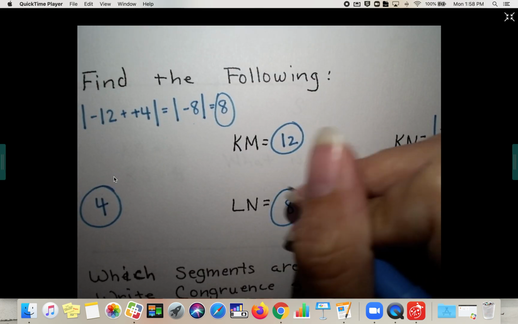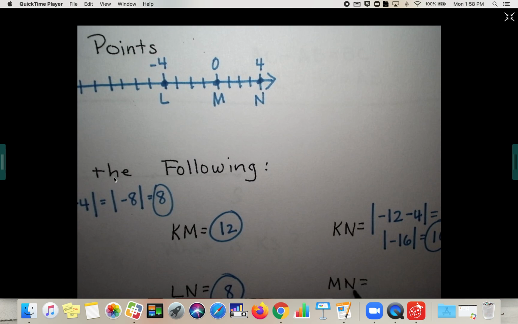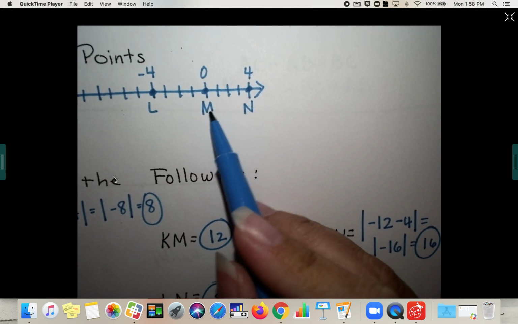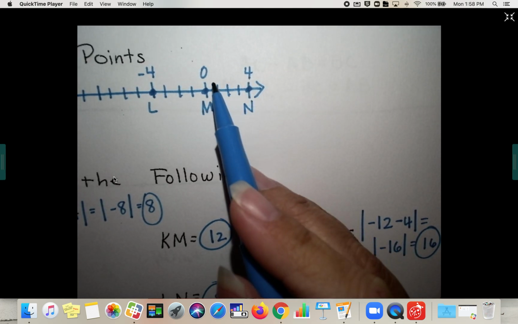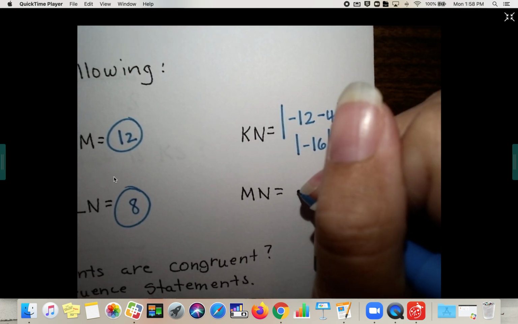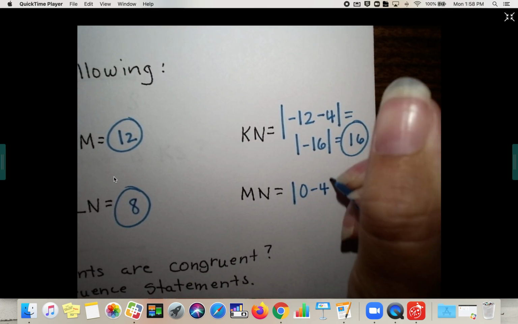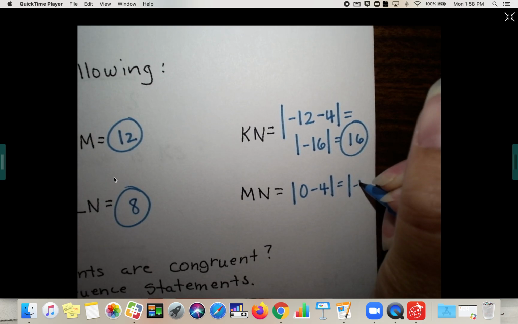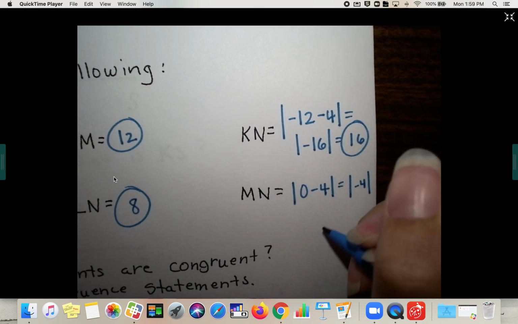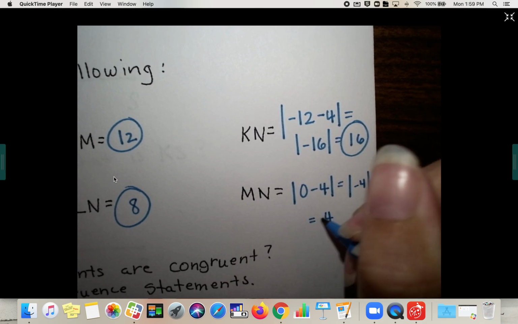I'm getting lazy, I'm sorry, I'll work out the next one, I promise. MN, the distance from M to N. Oh, okay. Well, 0 and 4. I told you I'd work it out. Let's do it. 0 minus 4 is negative 4, and the absolute value of negative 4 is positive 4.